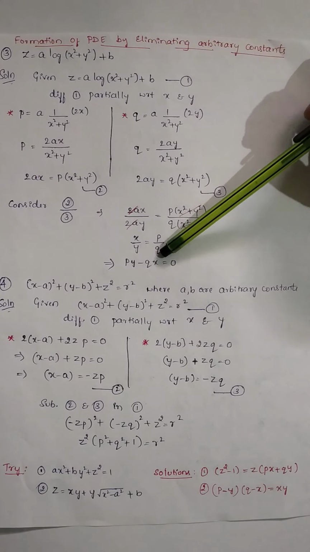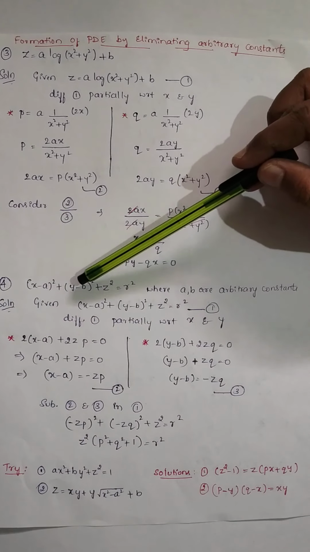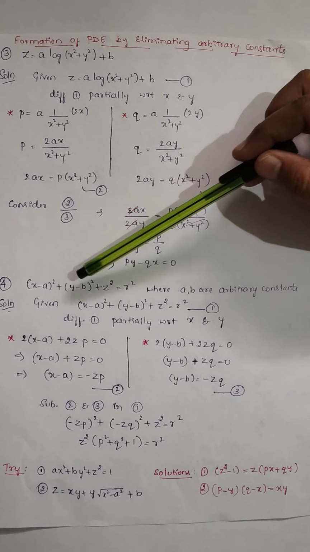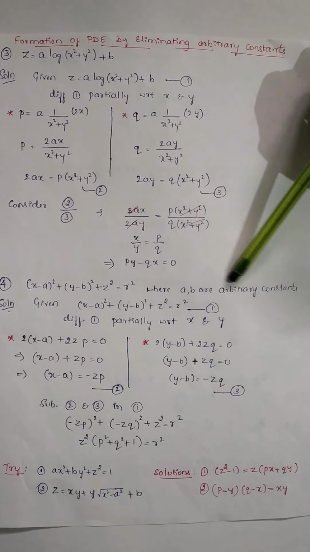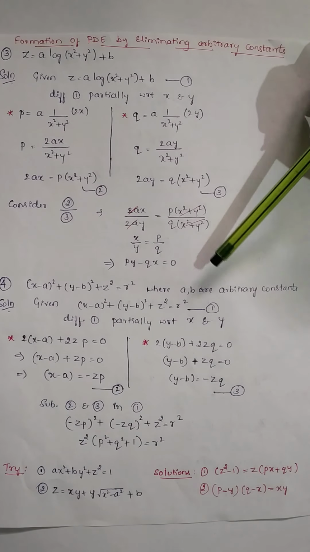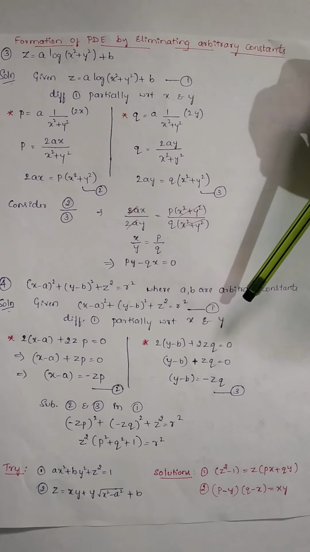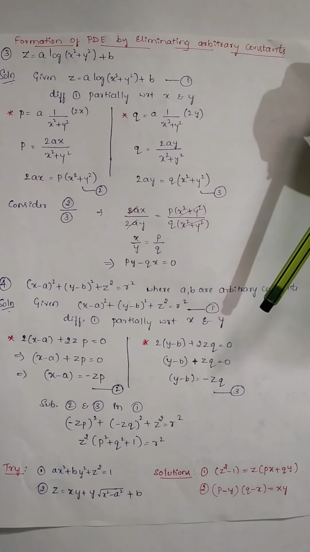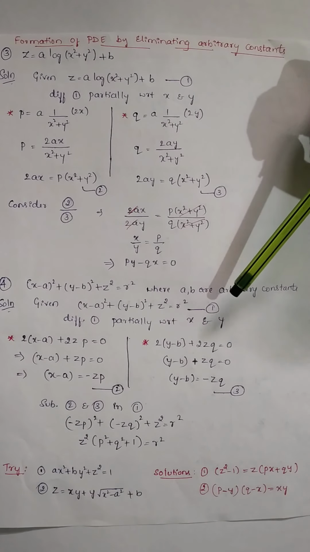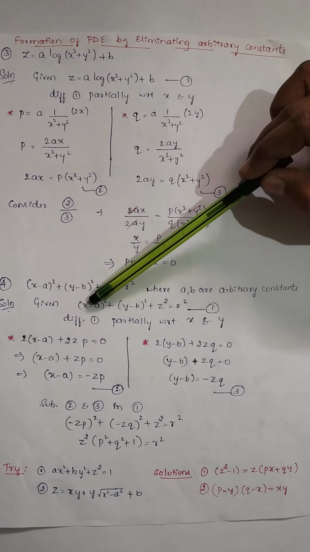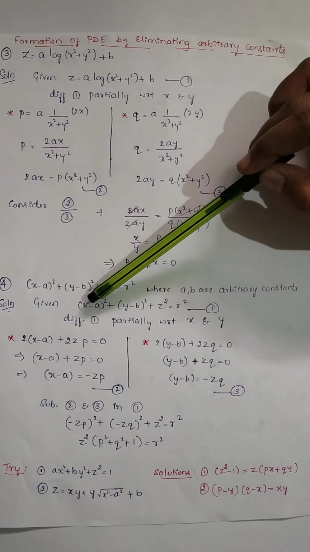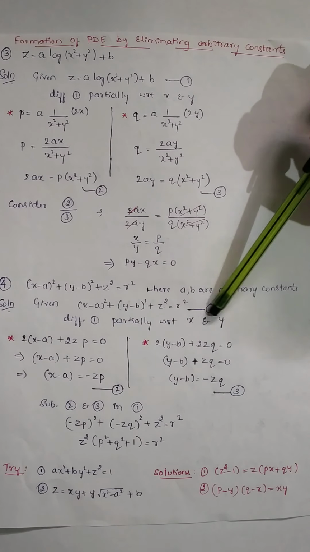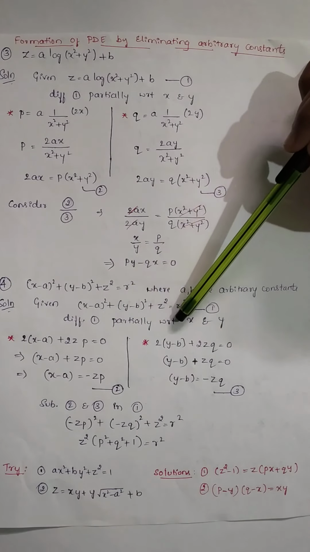Now coming to the second problem, that is x minus a whole square plus y minus b whole square plus z square is equal to r square, and here a and b are the arbitrary constants. The same concept is to be recalled now. We need to remove a and b, or else find a substitution for a and b, otherwise a substitution for the term which contains arbitrary constants. To write the solution, write the given expression x minus a whole square plus y minus b whole square plus z square is equal to r square, call it 1, and differentiate 1 partially with respect to x.